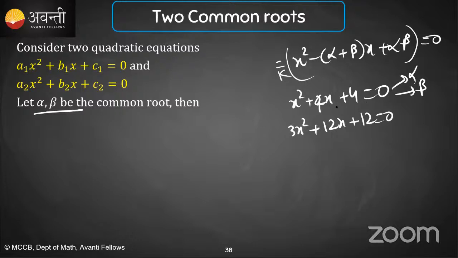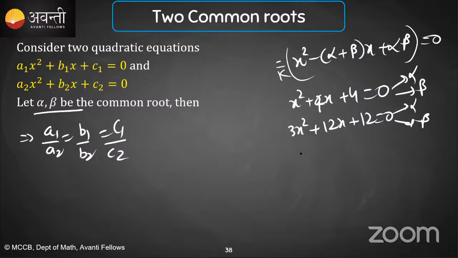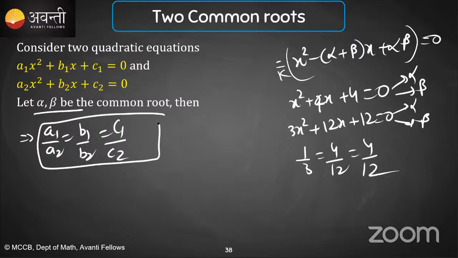What you did, you just multiplied your equation 1 with 3. उससे रूट थोड़ी चेंज हो जाएंगे, yes or no? Take the 3 common and again you are getting the same equation, right? So it means your coefficients are proportional. It implies a1 upon a2 is equal to b1 upon b2 is equal to c1 upon c2. Same here. See, 1 upon 3 is equal to 4 upon 12 is equal to 4 upon 12, right? So if your quadratic equations' coefficients are proportional, then you will say that both have the same roots. So it means both roots are common.